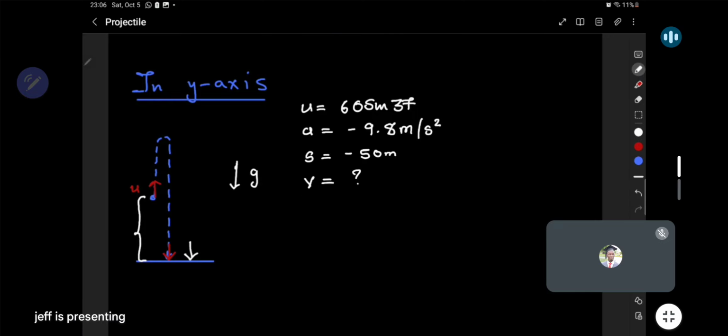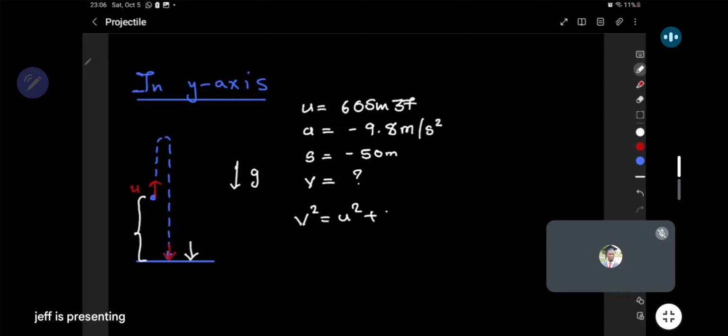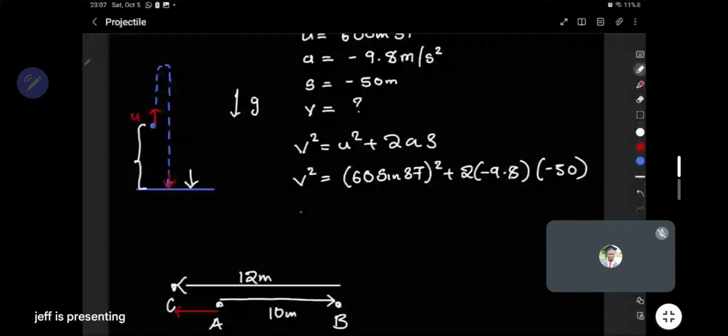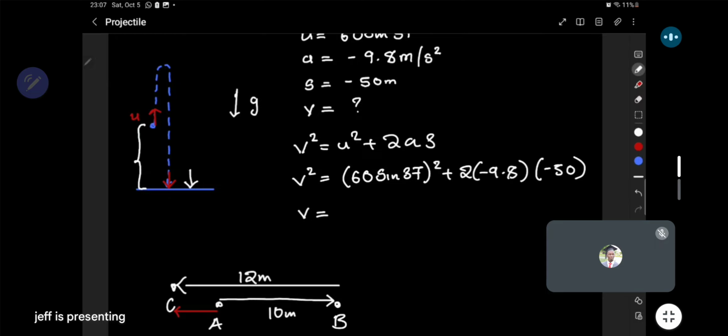We have no time in these expressions, so we can just use v squared equals u squared plus 2as. Final velocity is what we're going for. Initial is what we launched it with in the y-axis, u sine 37, plus 2, the acceleration, minus 9.8, times the height, or the displacement. We saw that the displacement is negative 50. So now we just have to do this.